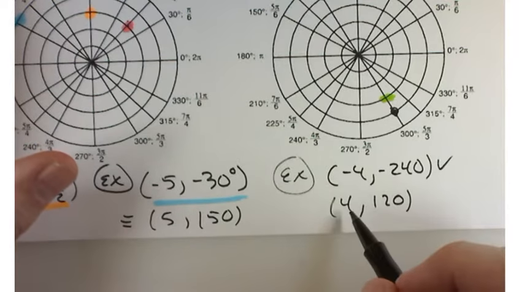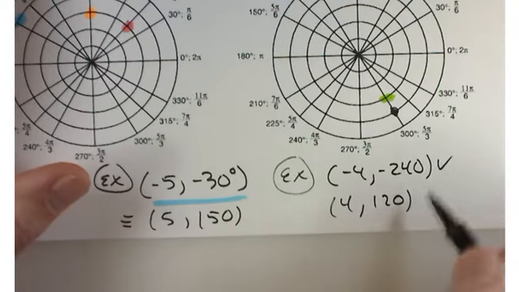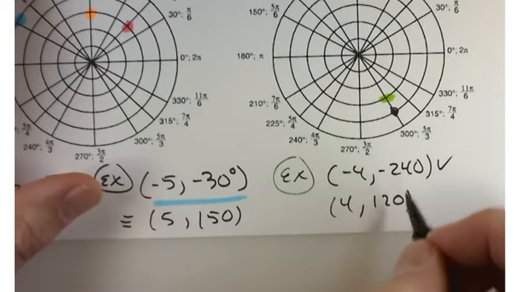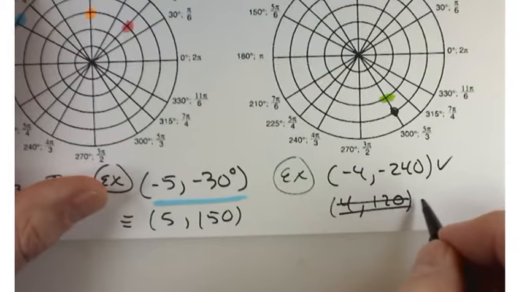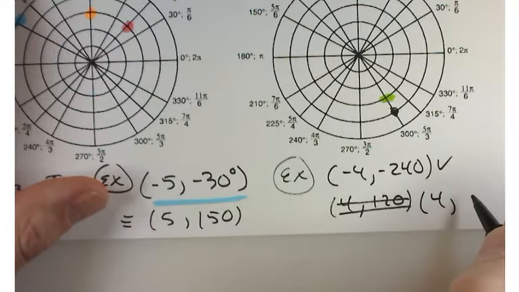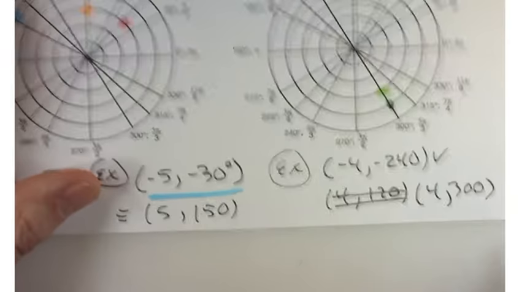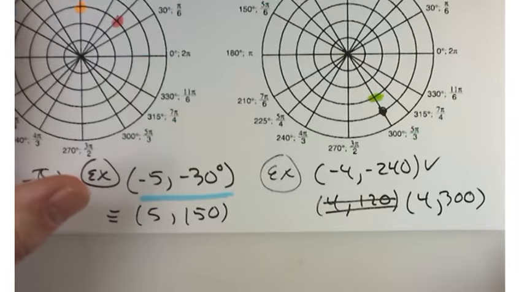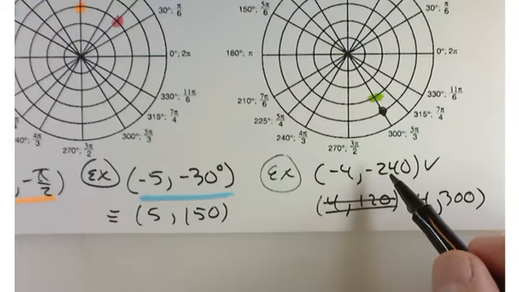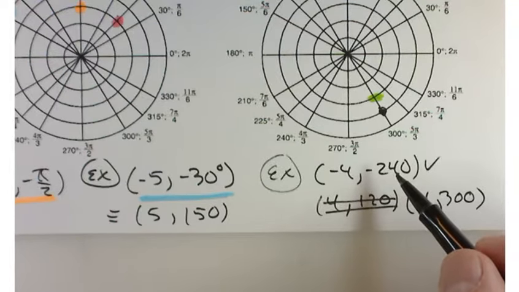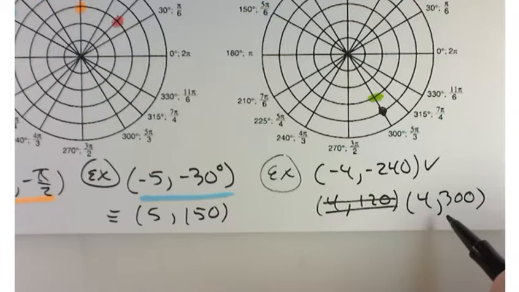It's not quite equivalent to positive 4. Oh. Okay. You know what? This one actually didn't work too well. It's not 4 and 120. It'd be 4 and 300. That would be the equivalent there. So I guess you've got to be a little bit careful in adding the 180. You'd have to add that to the positive angle, I suppose. Let's think.